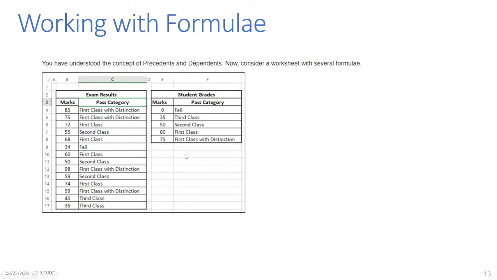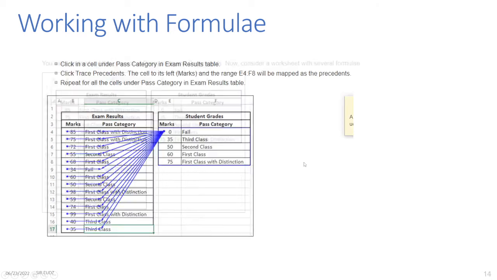Working with formulas. You have understood the concept of precedents and dependents. Now consider a worksheet with several formulas. So let's say we have this worksheet. So click in a cell under the Pass category in the exam results table. Click Trace Precedents, and the cell to its left and the range E4 to F8 will be mapped as precedents.